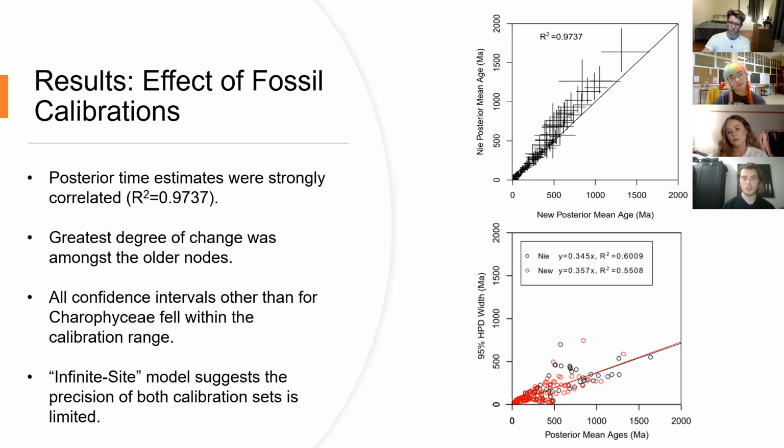So for every million years added, we get an error of 0.345 million years added to our estimates for NEE and 0.357 for our own. So as you can tell, over time that progressively builds up, and that can explain why the precision of the later estimates isn't as good as the younger ones.